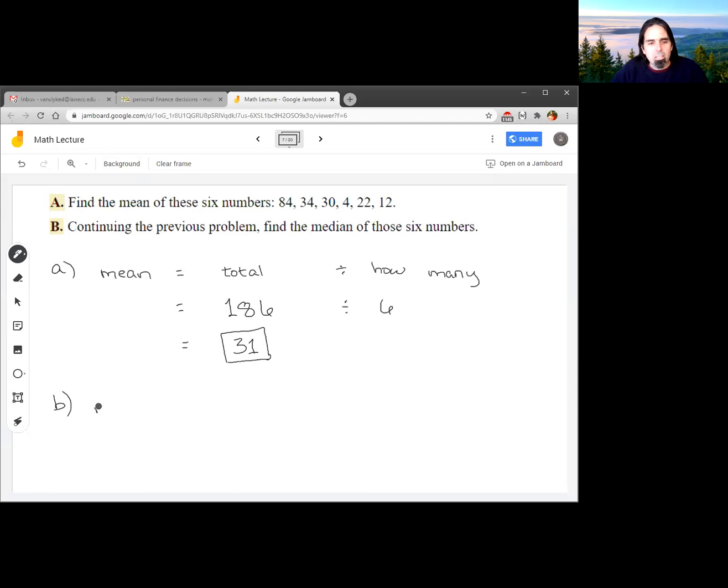Okay, now for the median. It's not a formula, it's a process. So I need to put them in order. So 4 is the smallest, then 12, then 22, then 30, then 34, and then 84. So I'm going to find the middle, which looks like these two are kind of equally middle. So I add them up and divide by 2.